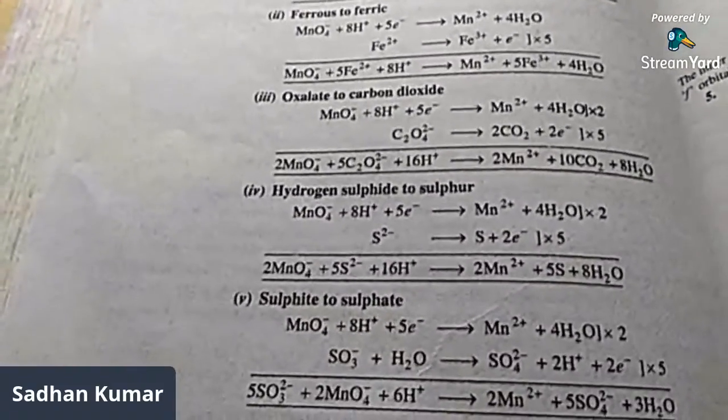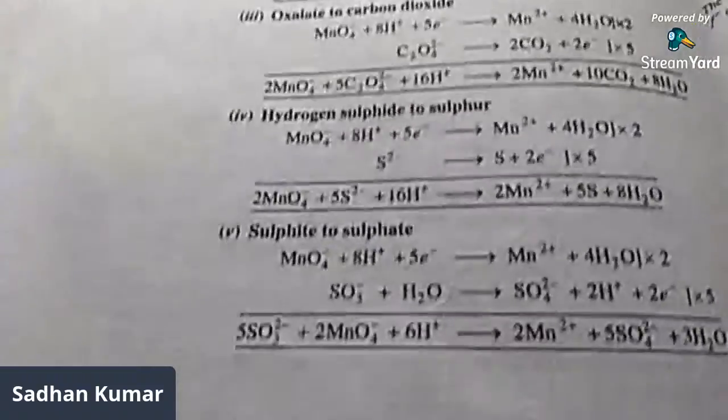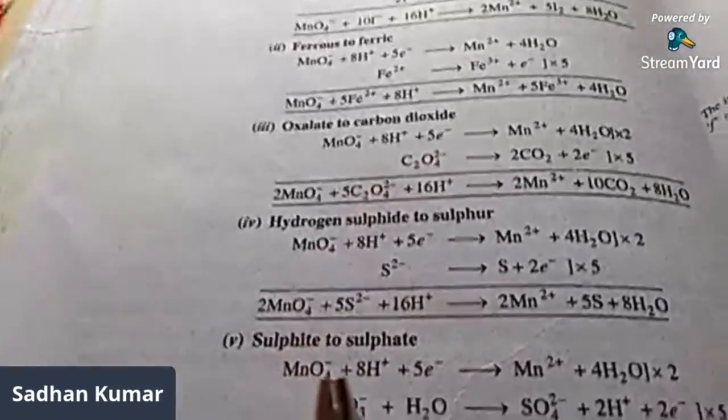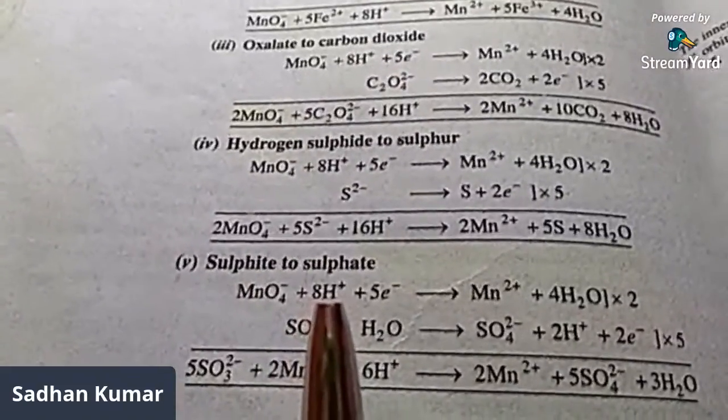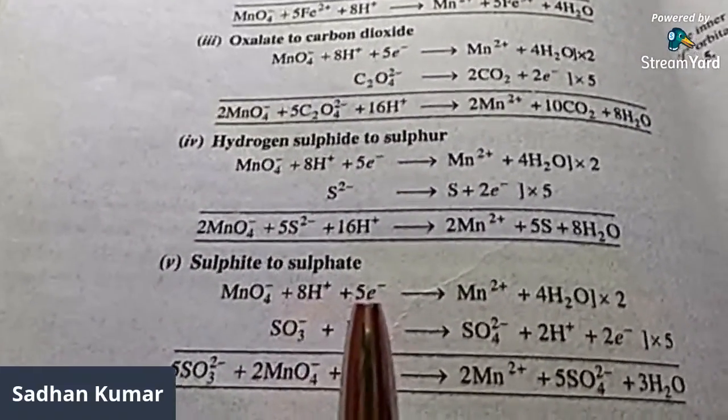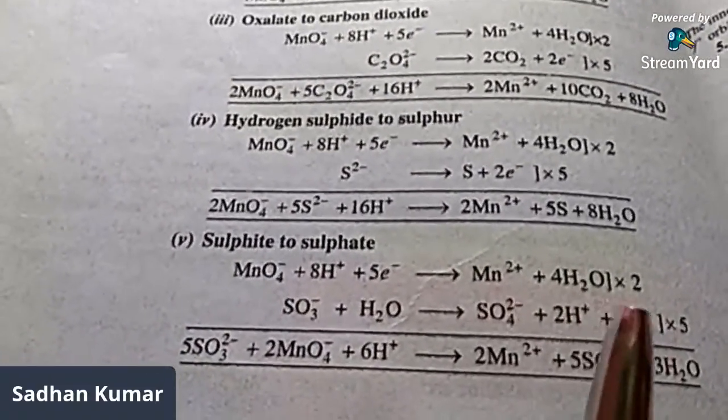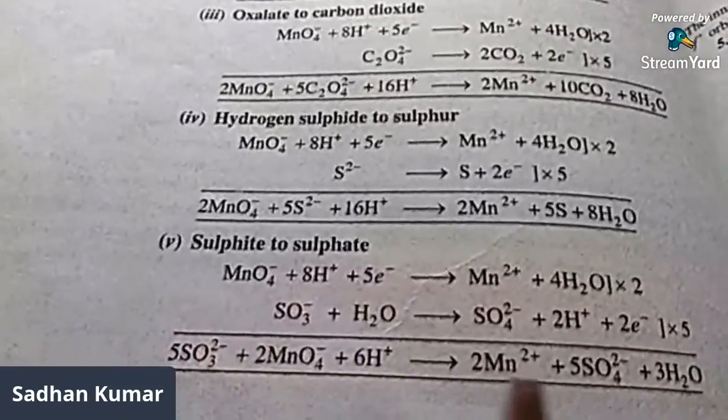Next, the reaction is where sulfite salt is changed to sulfate salt. That is, we have the permanganate ion made to react with hydrogen ion. In the presence of 5 electrons, we get manganese 2+ plus water. In this way, we have this type of reaction.